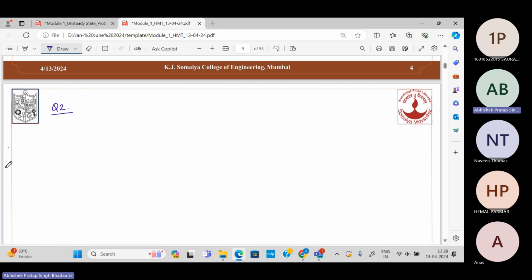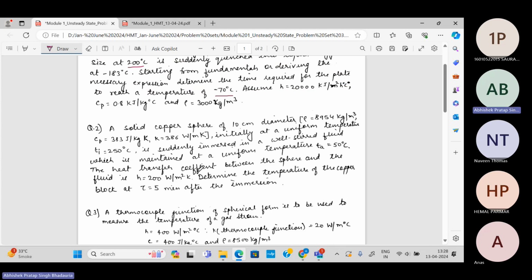Question 2 is, just read the problem. A solid copper sphere of 10 centimeter diameter, the density value is given. Okay, so density is 8954 kg per meter cube. CP value is given as 383 joule per kg Kelvin. Thermal conductivity is given 386 watt per meter Kelvin. Initially at a uniform temperature, Ti is equal to 250 degrees Celsius. That means this is the initial temperature, right? Is suddenly immersed in a well stirred fluid which is maintained at a uniform temperature, Ta is equal to 50 degrees Celsius.